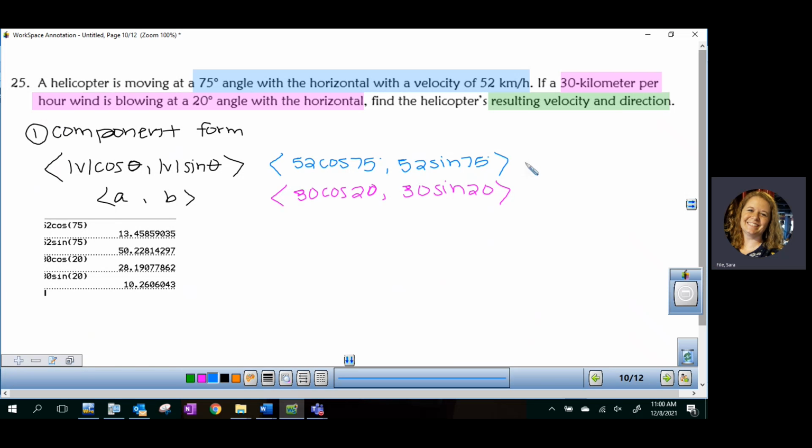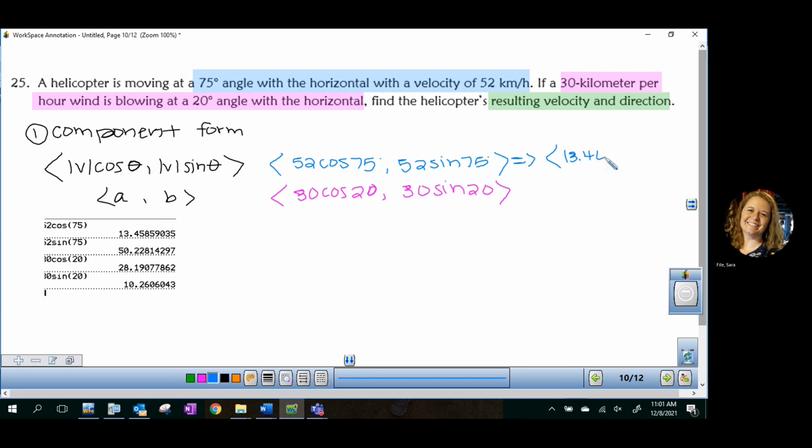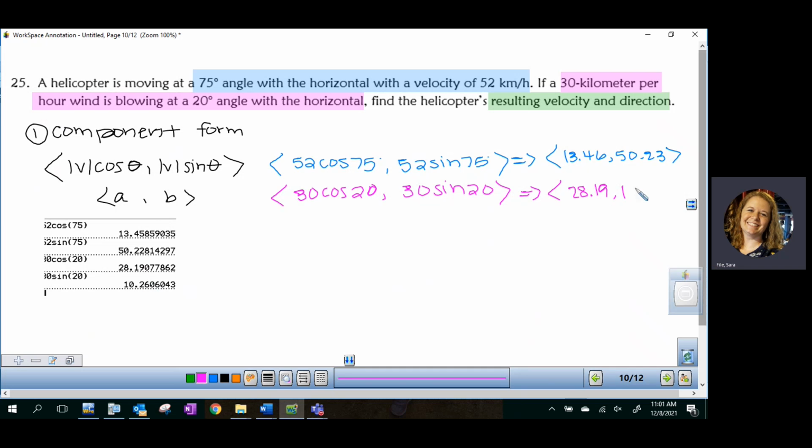Rounded, that is 13.46 and 50.23. And the second vector, the wind, is 28.19 and 10.26. So component form, done, check. We got both vectors in component form.